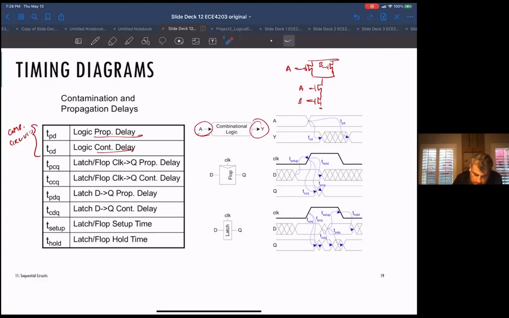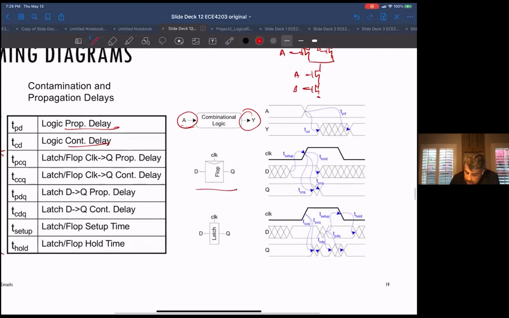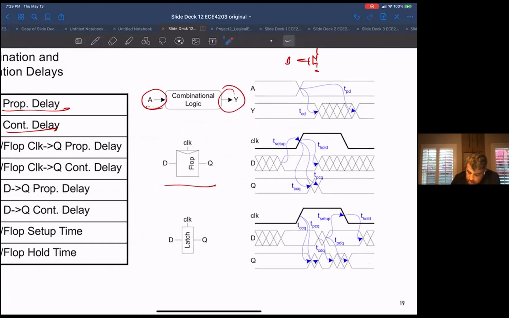Okay, so anyway, that's the combinational circuits. And then these are all the timing definitions of sequential circuits. Let's look at these in the case of a flip-flop. Here's your clock, and here's data transitioning before and after your clock edge. Let's say it's a rising clock sensitive flip-flop, and then here's your output Q.